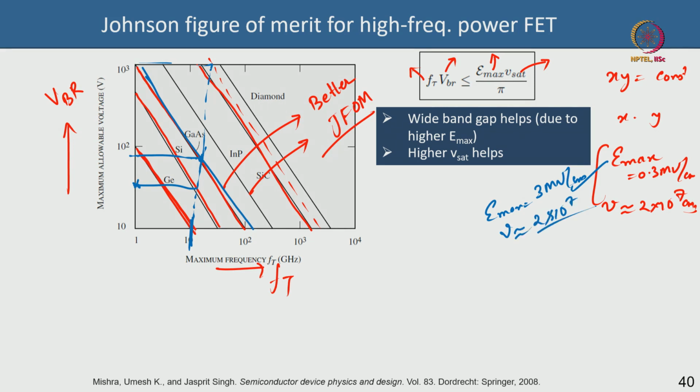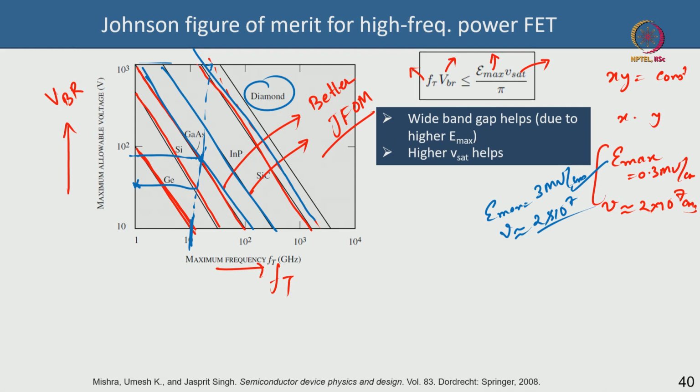So what it means is that gallium nitride will be 10 times better than silicon here. Diamond is the best, but diamond has many technological issues. I am not going into that right now, but you can see that indium phosphide is better than gallium arsenide, silicon carbide is better than indium phosphide, and gallium nitride is better than everything else except diamond, for instance. Okay. So, this Johnson figure of merit tells you how suitable a material is.